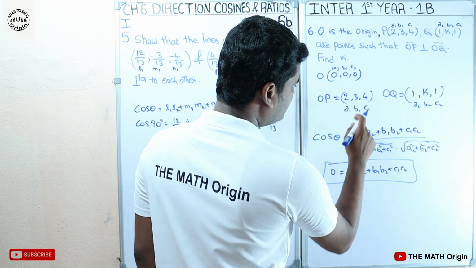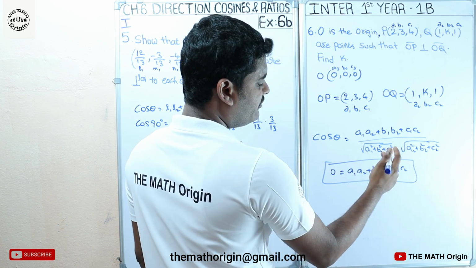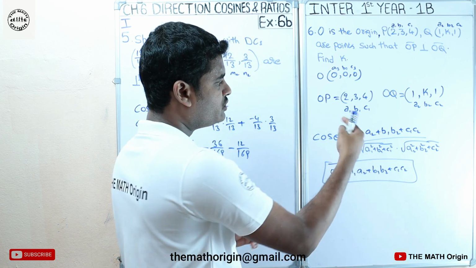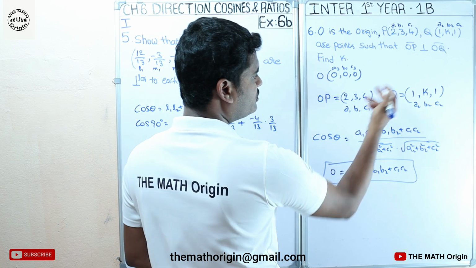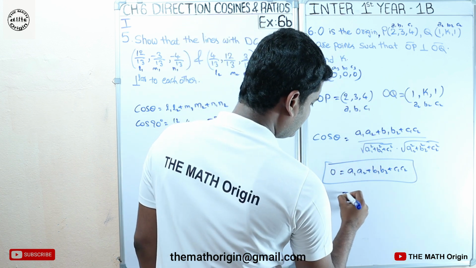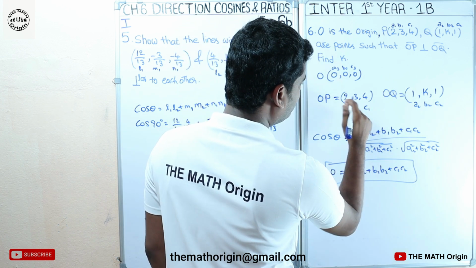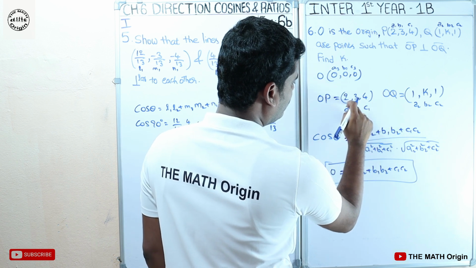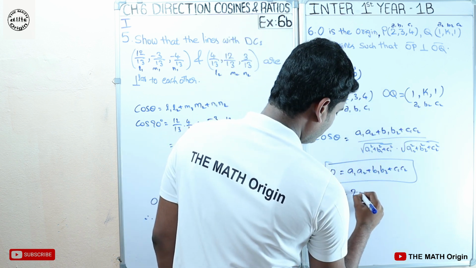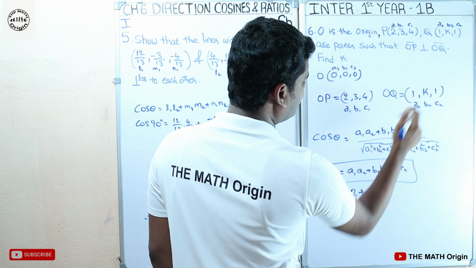Okay, now let's substitute this value and check whether LHS equals RHS. If it does, then those two lines are perpendicular to each other. Therefore, on the RHS side, a1 into a2: 2 into 1 is 2, plus 3 into k is 3k.